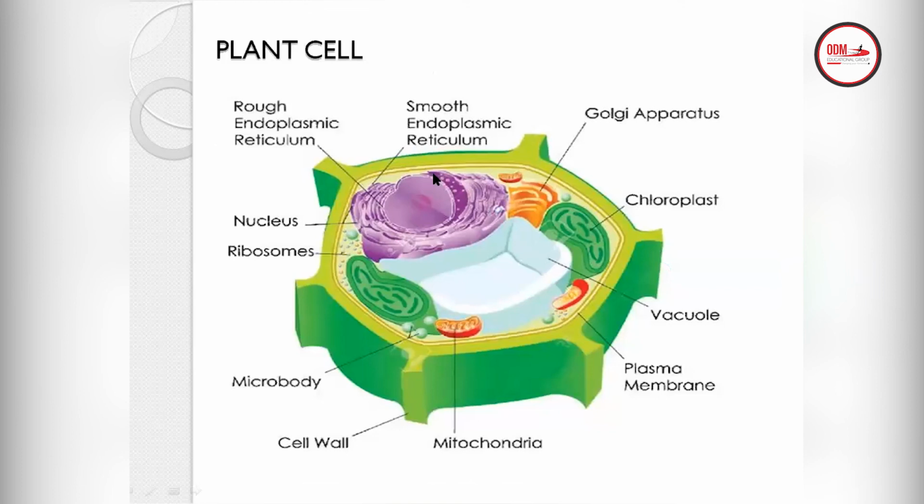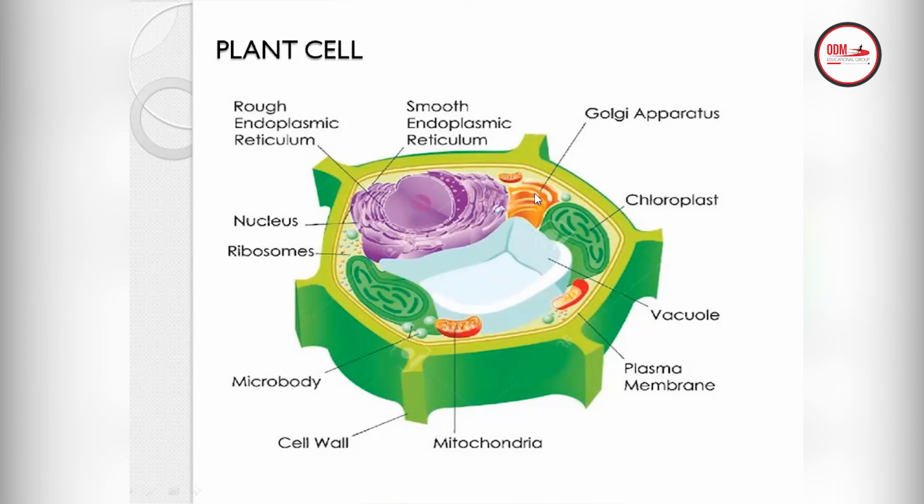Now you can see the structure of a plant cell. The plant cell consists of a cell wall. You can see this one is the cell wall. It's a rigid structure made up of cellulose, hemicellulose, and pectin. And inner to that is a cell membrane. Whereas in animal cell, the cell wall is absent and the cell membrane is present.